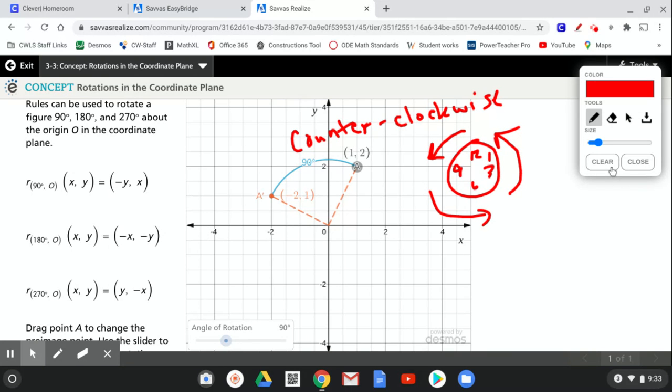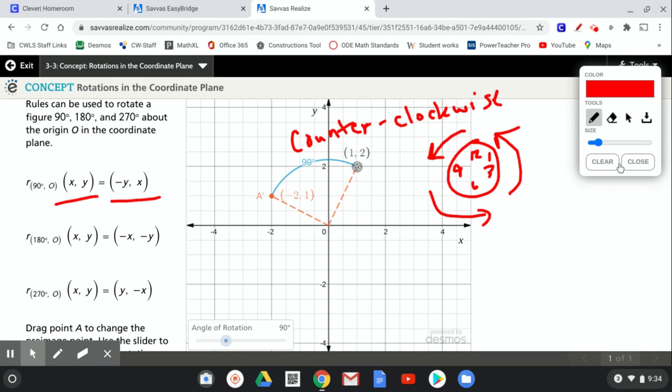So for this, basically you guys can see how the coordinates change. This is our rule. So we're changing from x comma y to switching the coordinates and making that y negative. So that's what happens. We switch the 1 and the 2, put the 2 first, make it negative, and then we have the 1. Okay.